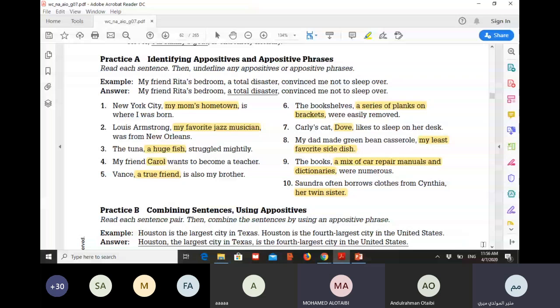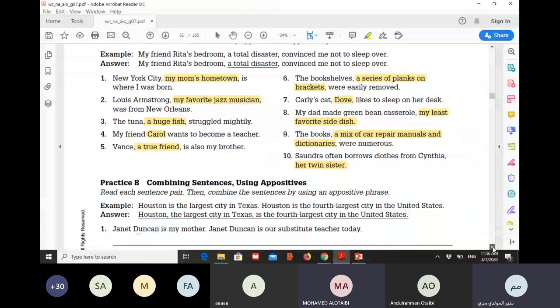Sure. By the way, is everything clear so far? Is there anyone who did not understand what an appositive is and what an appositive phrase is? Who has a question? Okay, let's move on.